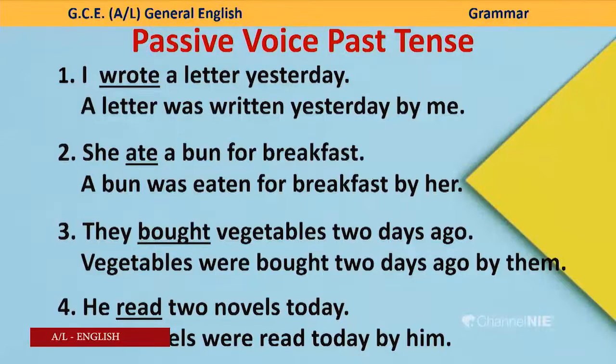Let's look at the third example. They bought vegetables 2 days ago. Vegetables, plural object. So, vegetables were bought 2 days ago by them.